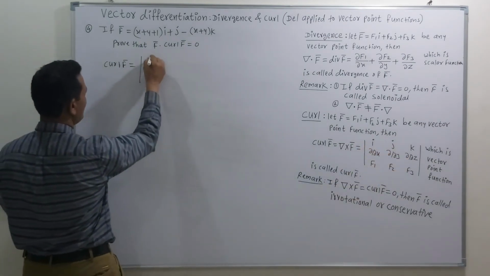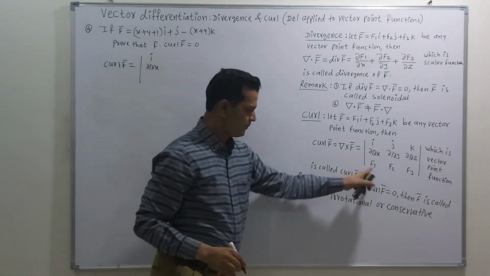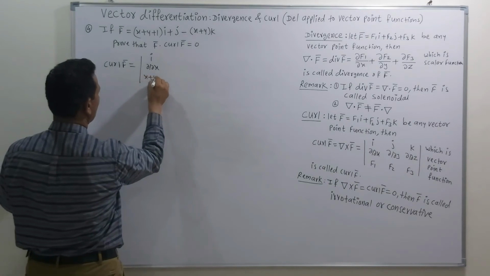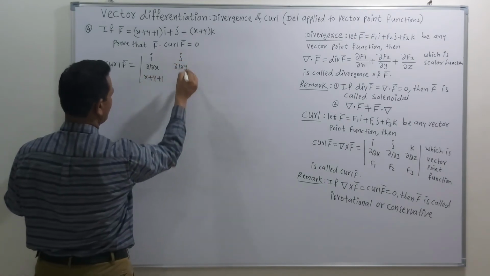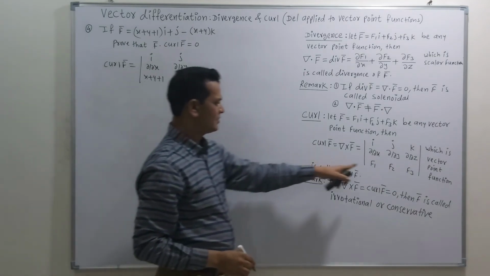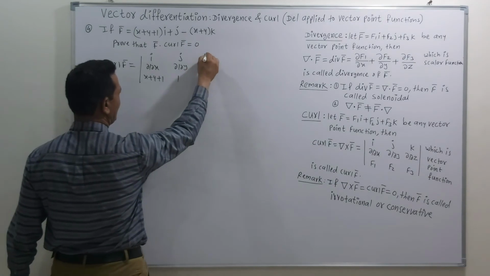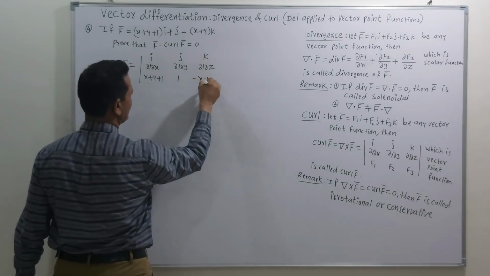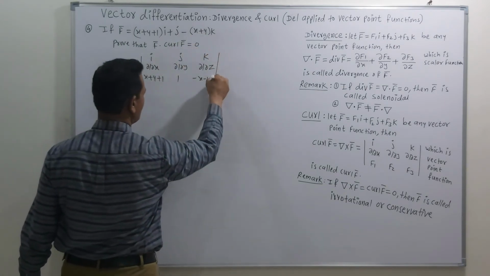So in this determinant, i has the partial derivative with respect to x of f1. Here the value of f1 is x plus y plus 1. Then j has the partial derivative with respect to y, and this value is f2, and the value of f2 is 1. Then k has the partial derivative with respect to z of minus x minus y, after taking the minus to the inner side. So now find out its determinant.